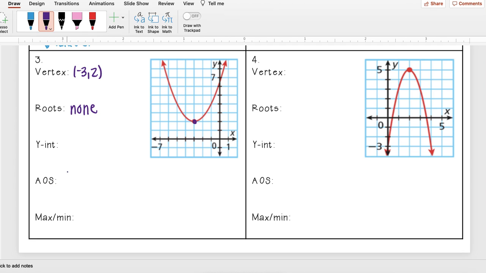My y-intercept is where it crosses the y-axis. And so I see that's at approximately 6.5. My axis of symmetry, it's always x equals the x value of my vertex, so x equals -3. This graph opens up, so that means it has a minimum value at the y value of my vertex, which is 2.